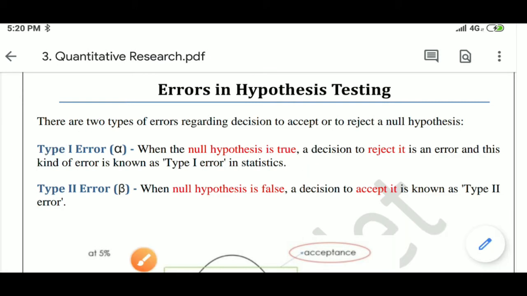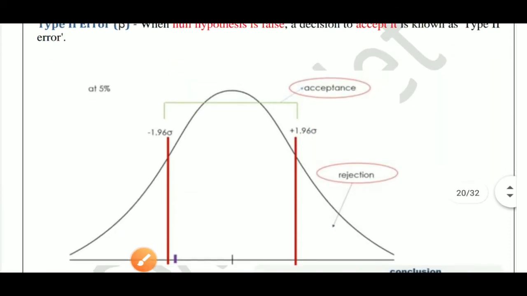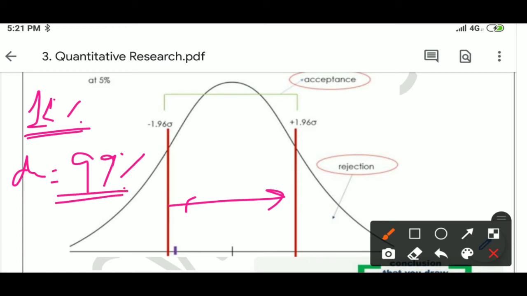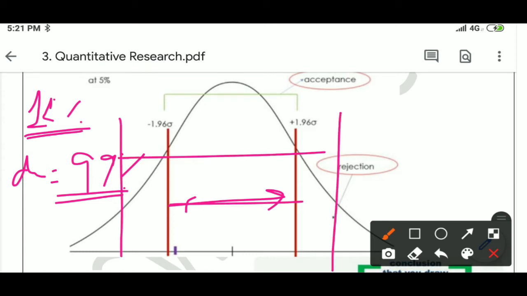Similarly for type 2 error, now this region is the accepted region. Now the researcher takes the significance level of 1%. When the significance level becomes 1%, automatically the confidence level becomes 99%. That means the probability of accepting your null hypothesis is 99%. That means this range broadens, and the range goes from minus 2.58 to plus 2.58, when the significance level is 1%.